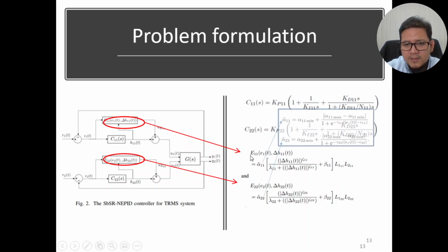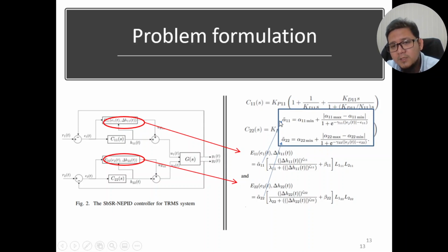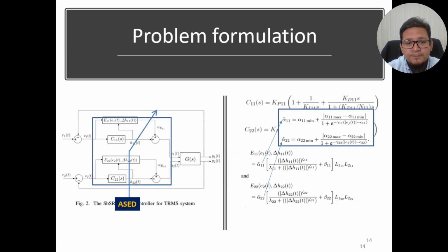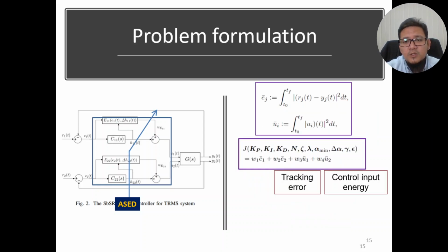So in the sigmoid-based secretion rate, we modify the fixed or constant secretion rate into a variable one, which is where we use the sigmoid-based secretion rate. This is the sigmoid function. So we are using this sigmoid function. That's why we call our controller the sigmoid-based secretion rate neuroendocrine PID controller. Okay, and then all the parameters we need to tune using the ASED algorithm, or ASED optimization method.